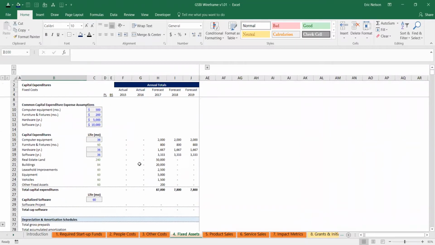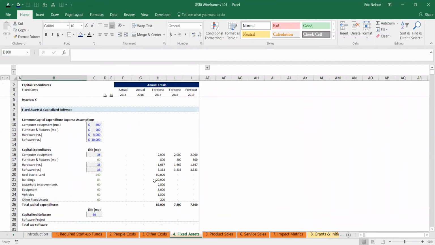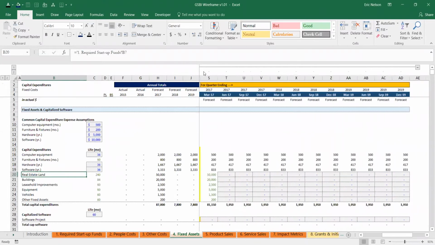Typically, there are three large buckets of costs that are recognized. We have overhead costs, such as people costs and other costs. We have cost of sales, which is actually what it costs to make the product that you're selling. And we also have fixed assets, which are largely defined as assets or items that you buy that have a lifespan of longer than 1 year. So an example of this is computer equipment, furniture and fixtures, buildings, real estate, etc.